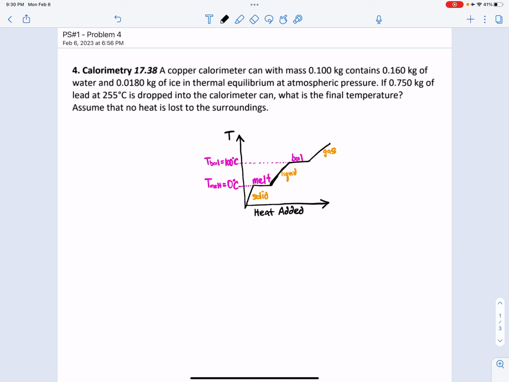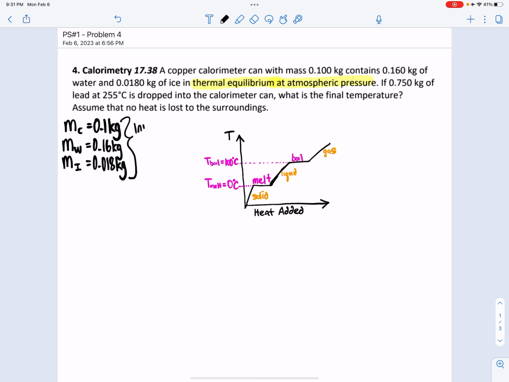Okay, so we are given the mass of copper, 0.1 kilograms. The mass of water is 0.16 kilogram. The mass of ice is 0.018 kilogram. And it mentions that they are initially in thermal equilibrium at atmospheric pressure. So what that means is that all these guys have the same temperature initially.